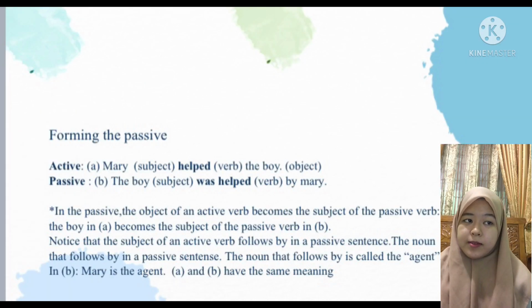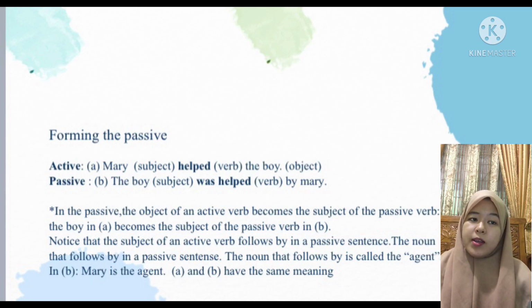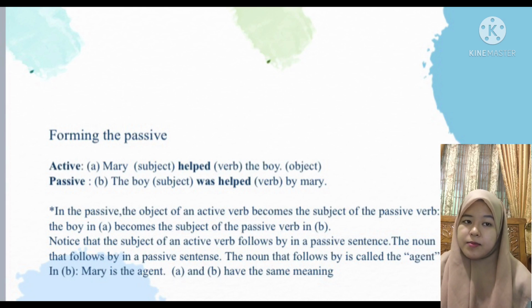Okay, next, forming the passive. In the active, Mary helped the boy. Mary is the subject, helped is the verb, the boy is the object. In the passive, the boy was helped by Mary. The boy is the subject, was helped is the verb, and in the passive, the object of an active verb becomes the subject of the passive verb. The boy in A becomes the subject of the passive verb in B.